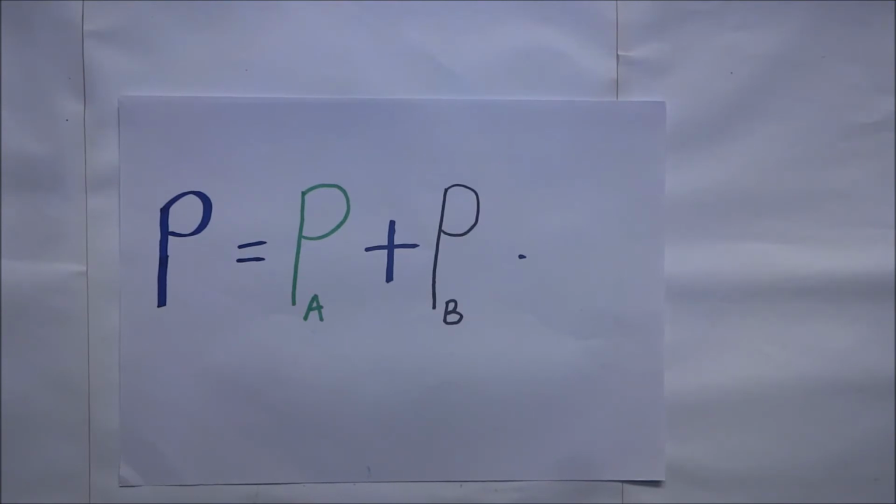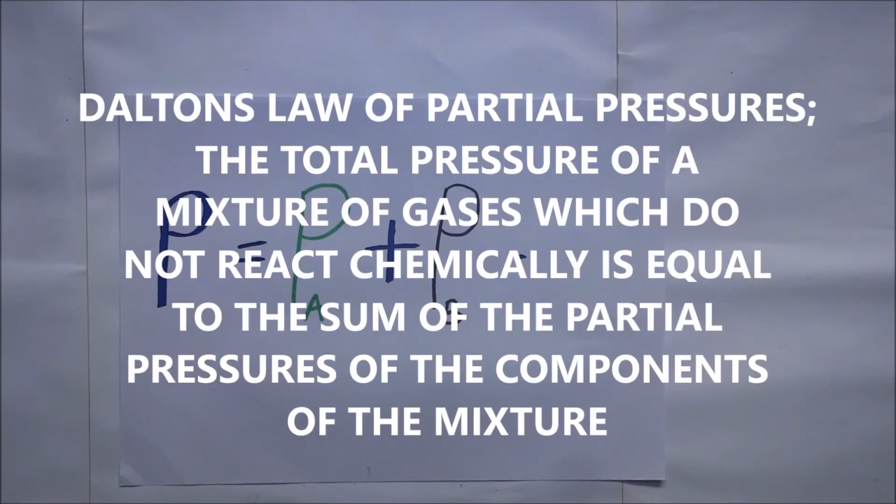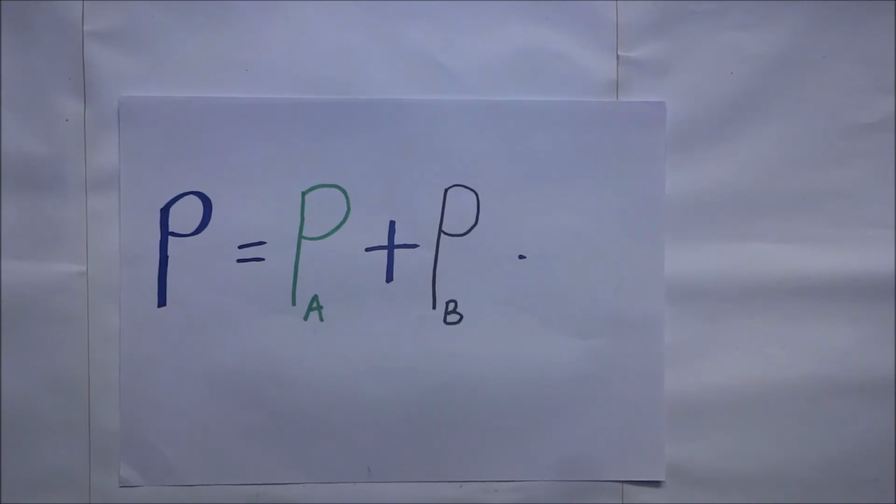So if I may conclude, Dalton's law of partial pressures states that the total pressure of a mixture of gases which do not react chemically is equal to the sum of the partial pressures of the components of that mixture.